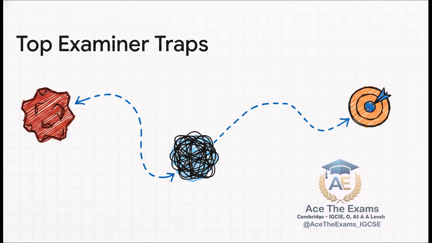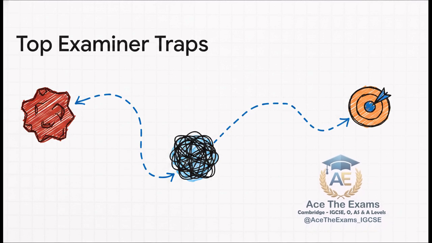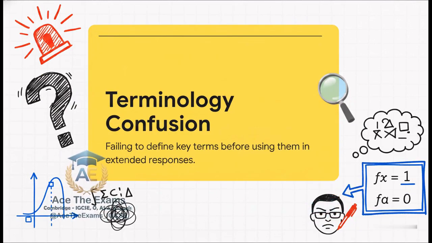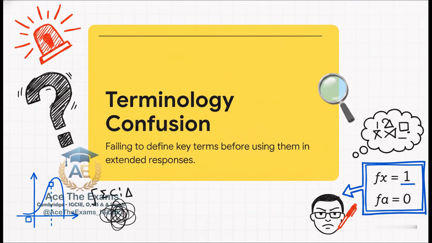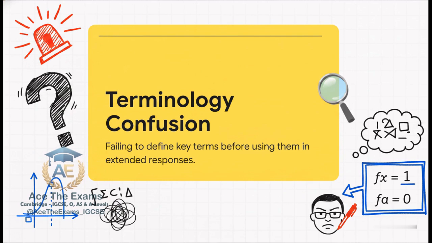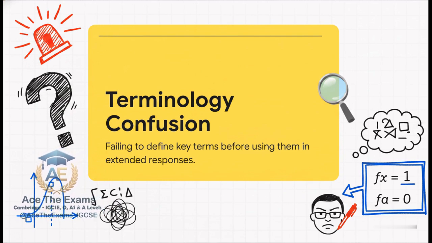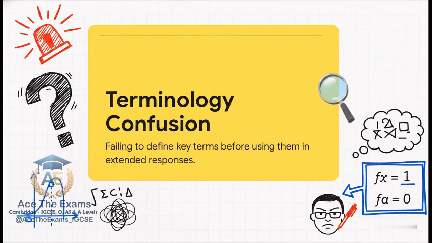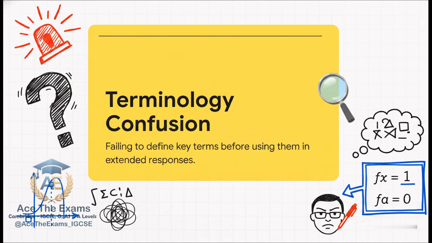Seriously, avoiding these specific traps is how you secure those grade boundaries. And that Find the Flaw exercise leads us perfectly into a massive flashing red alert on the examiner reports. We call it terminology confusion. Time and time again, candidates completely fail to define key terms before using them in their extended mathematical responses.